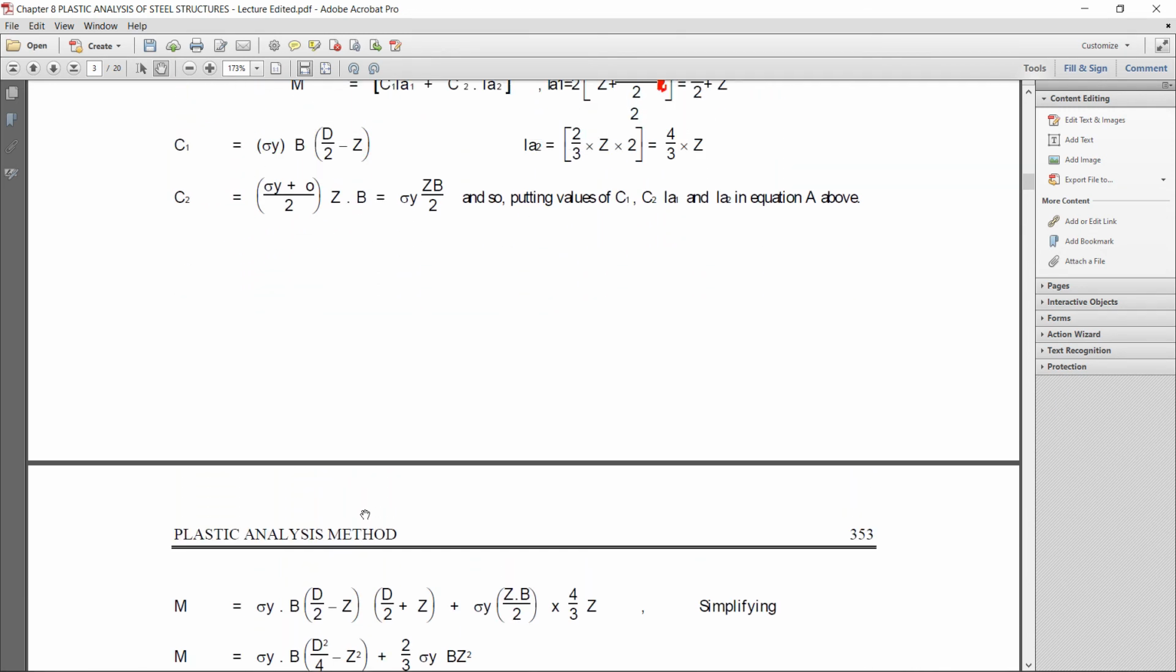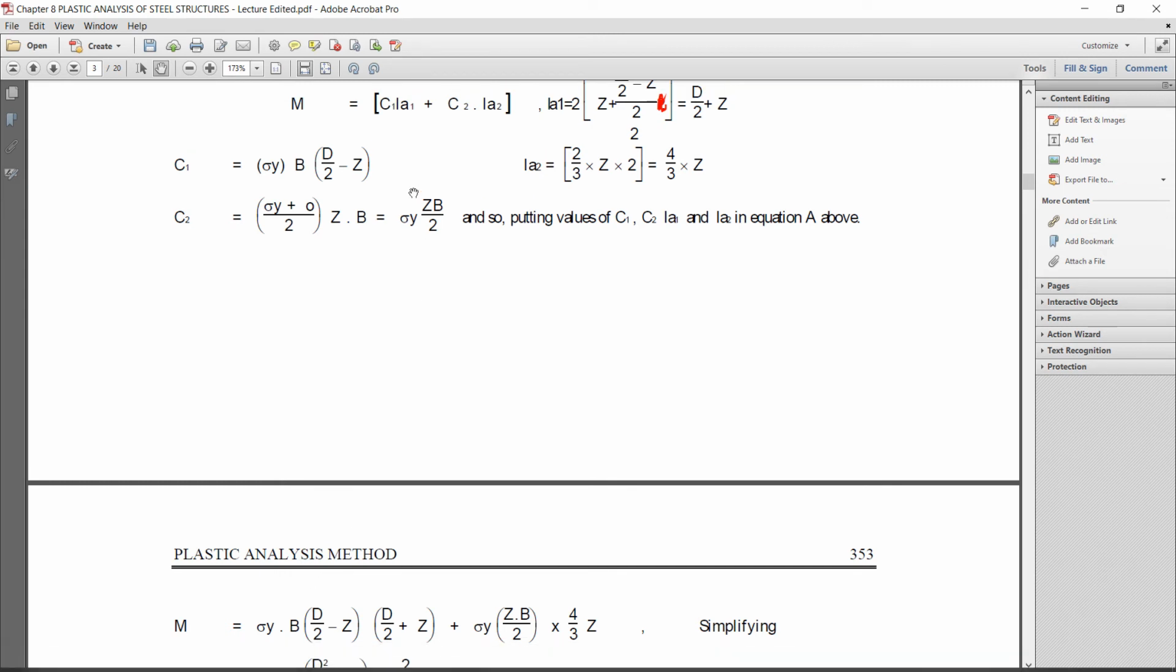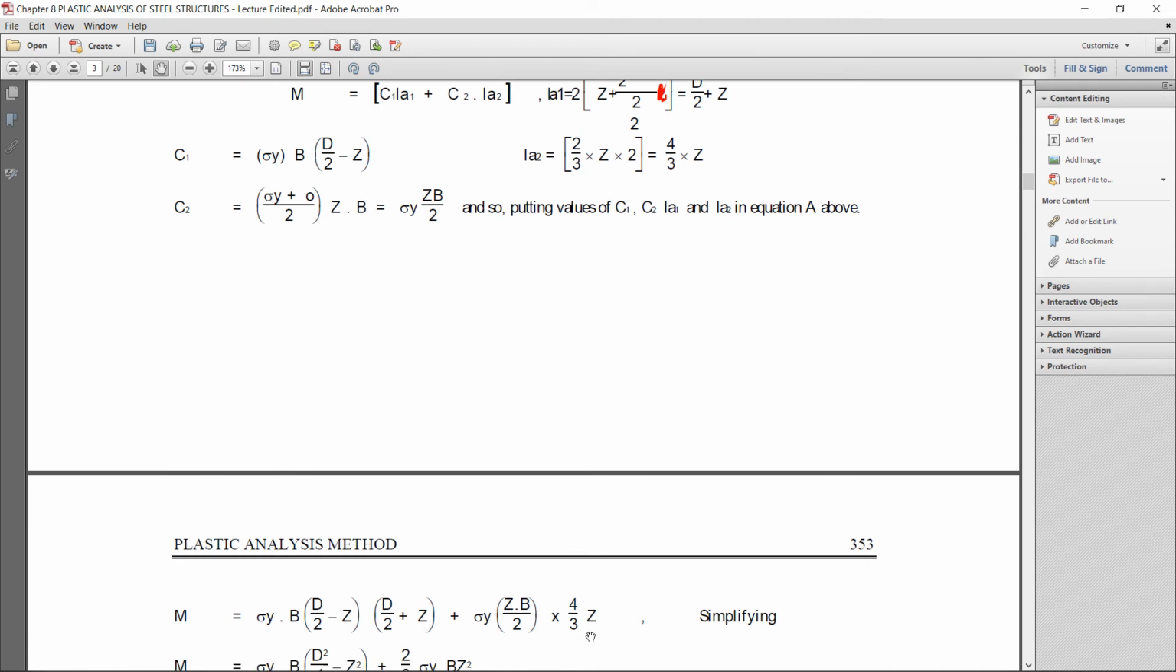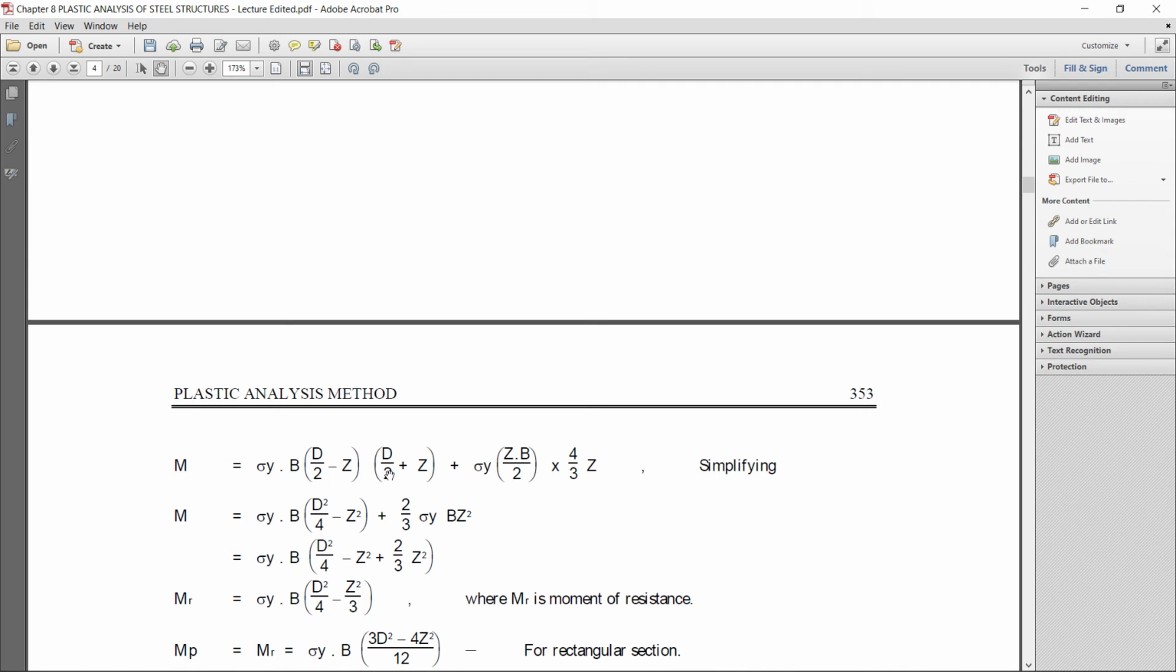Now we got C1, C2, LA1, LA2, we will put in the moment equation, okay, you can see. First of all, C1 is sigma y b (d by 2 minus z), and LA1 is d by 2 plus z. Similarly, C2 is sigma y z b over 2, and LA2 is 4 by 3 into z. After simplifying, a minus b times a plus b becomes a square minus b square. Here z will become z square. Okay, 2 will be cancelled out, that will become 2 by 3.